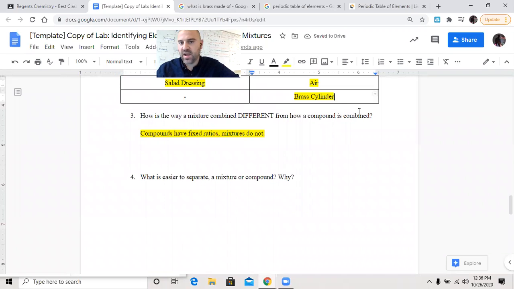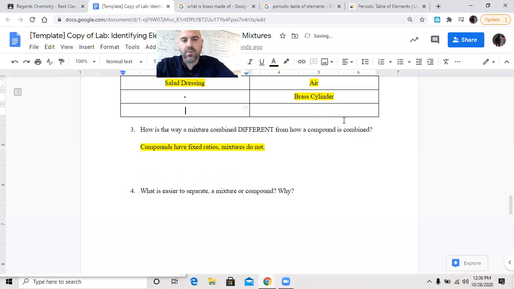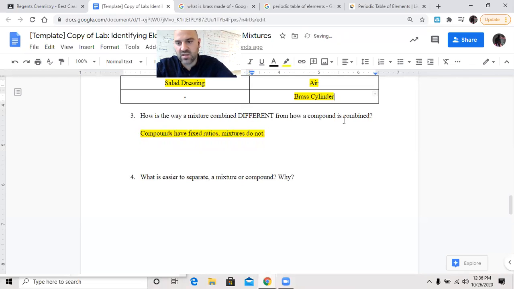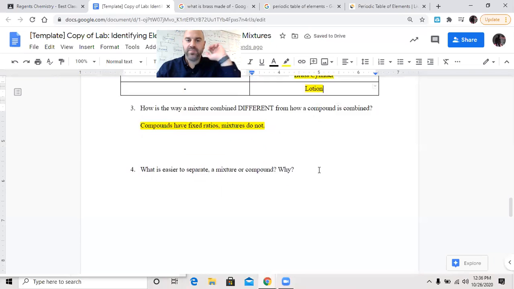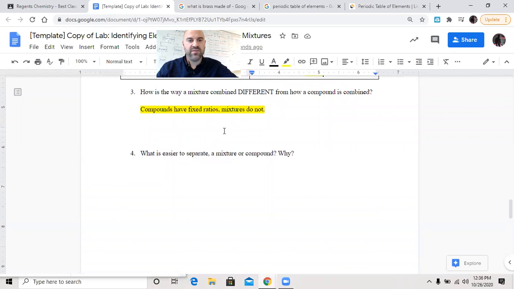To add another text box below, after brass cylinders, just press tab. Tab over to the left of your keypad. So tab allows you to add another text box down here. And just add lotion. No problem. Compounds have fixed ratios, mixtures do not.